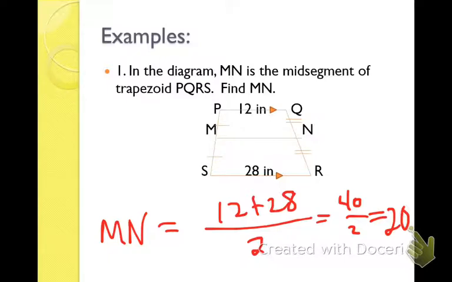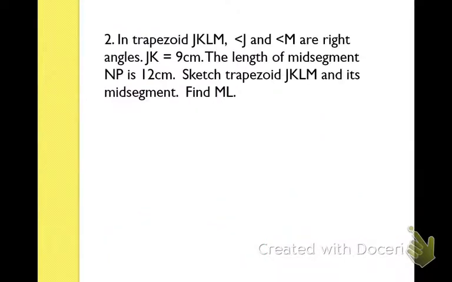Any questions? All right. In a trapezoid JKLM, J and M are right angles. JK equals 9. The length of the midsegment MP is 12. Sketch the trapezoid and find its midsegment, and find ML.